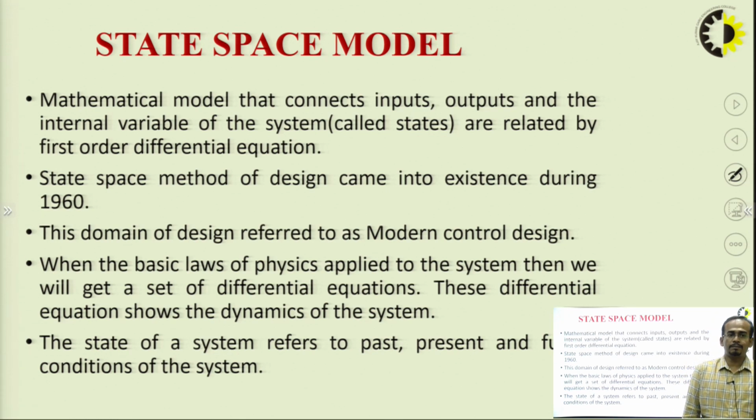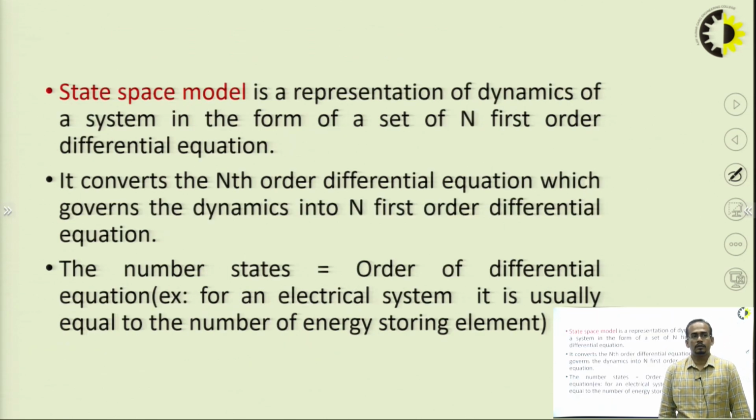When the basic laws of physics are applied to the system, we get a set of differential equations, and these differential equations show the dynamics of the system. So you can say that the state of a system refers to the past, present and future conditions of the system. The state space model is nothing but a representation of the dynamics of the system in the form of a set of n first order differential equations, and it converts the nth order differential equation which governs the dynamics into n first order differential equations.